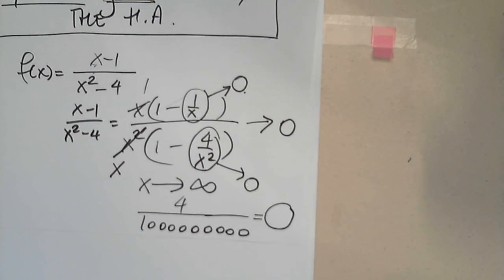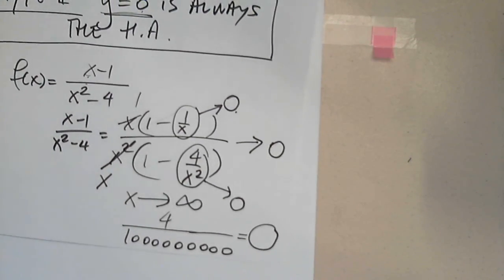Is that clear? Perfect. Yes. Let's look at an example now of type 2, which is easier than type 1.